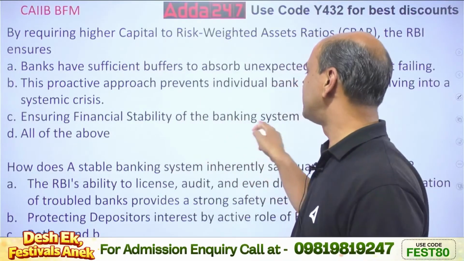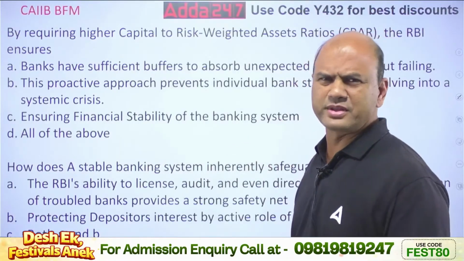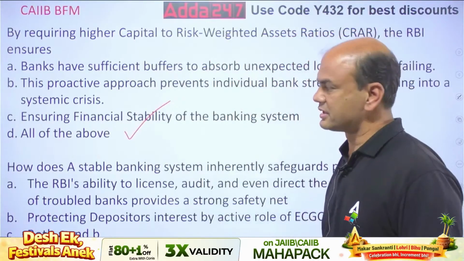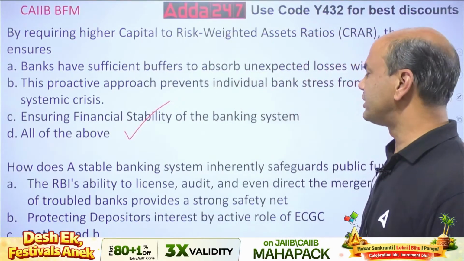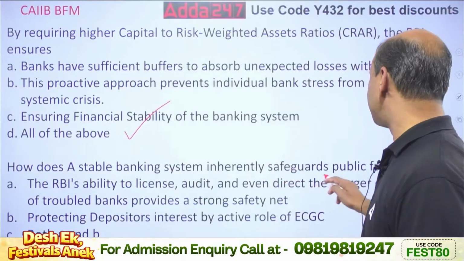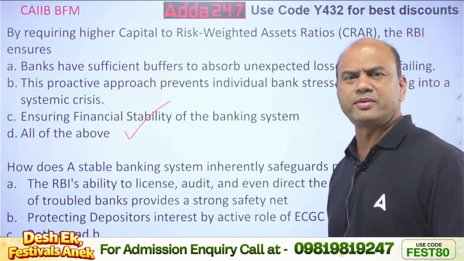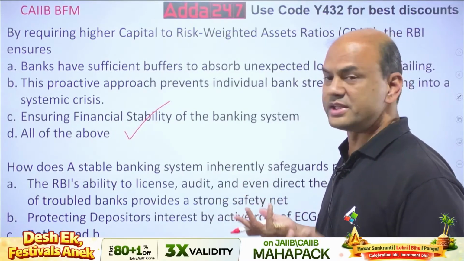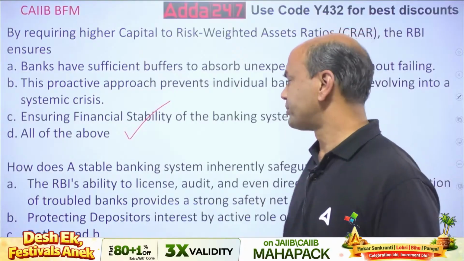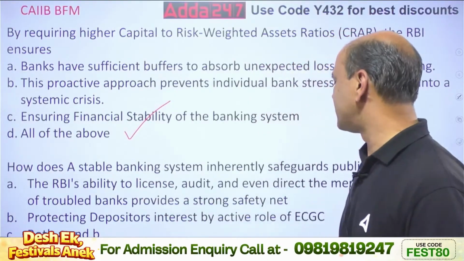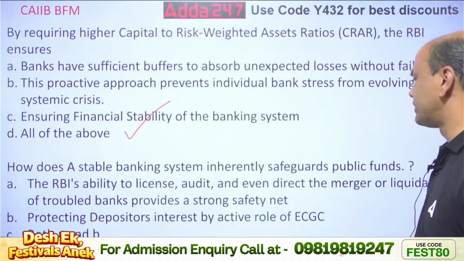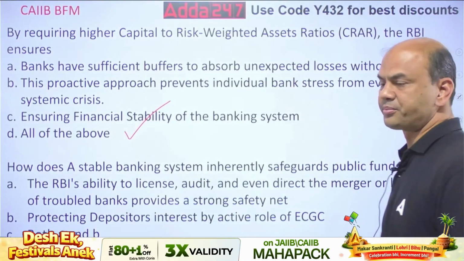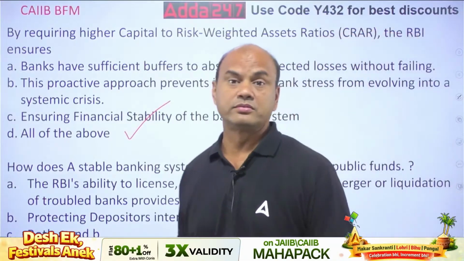Ensuring financial stability of the banking system. That is obvious. So the answer is what? All of the above, isn't it? Second, how does a stable banking system inherently safeguard public funds? If a bank is stable, how does it ensure the safety of public money? RBI's ability to license, audit, even direct the merger or liquidation of troubled banks provides a strong safety net. So RBI has a right now.